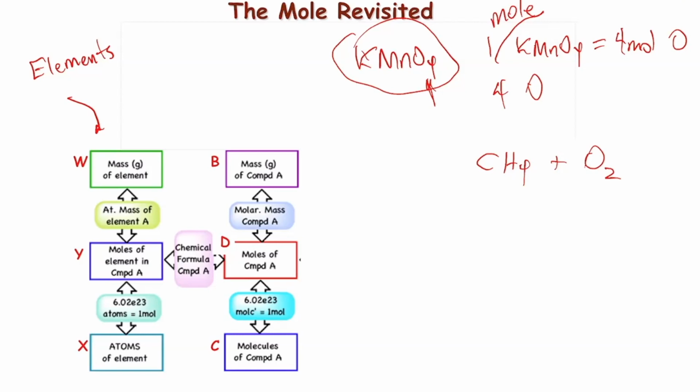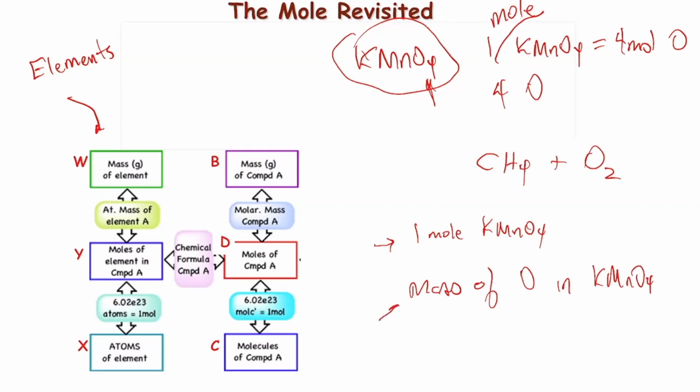So let's go back to this. Remember, I asked you, I have 1 mole of KMnO4. What is the mass of oxygen? Well, the information is I have 1 mole of KMnO4, and I want the mass of oxygen in KMnO4. Okay, so I have a starting point, that's the information, and I have a destination. You can always distill a stoichiometry problem in that manner, your starting point and your destination.